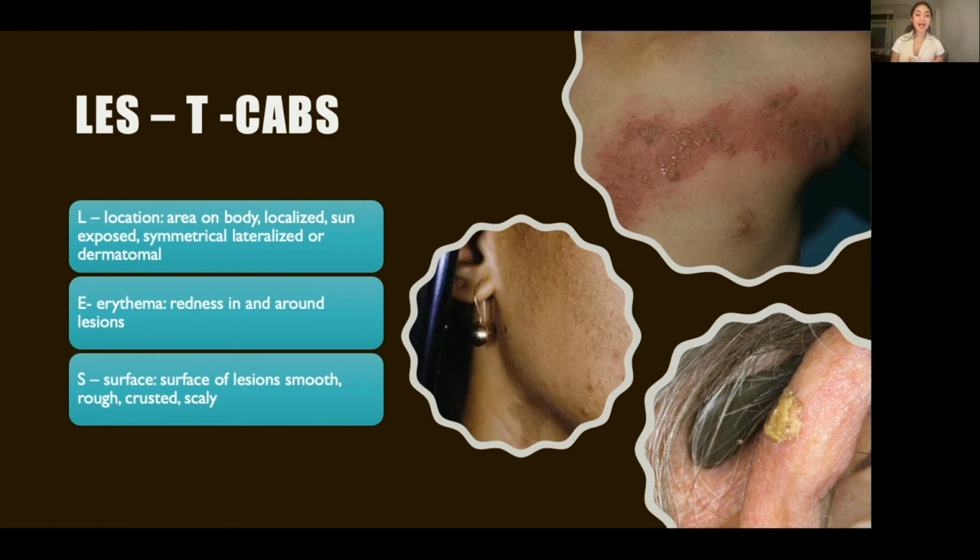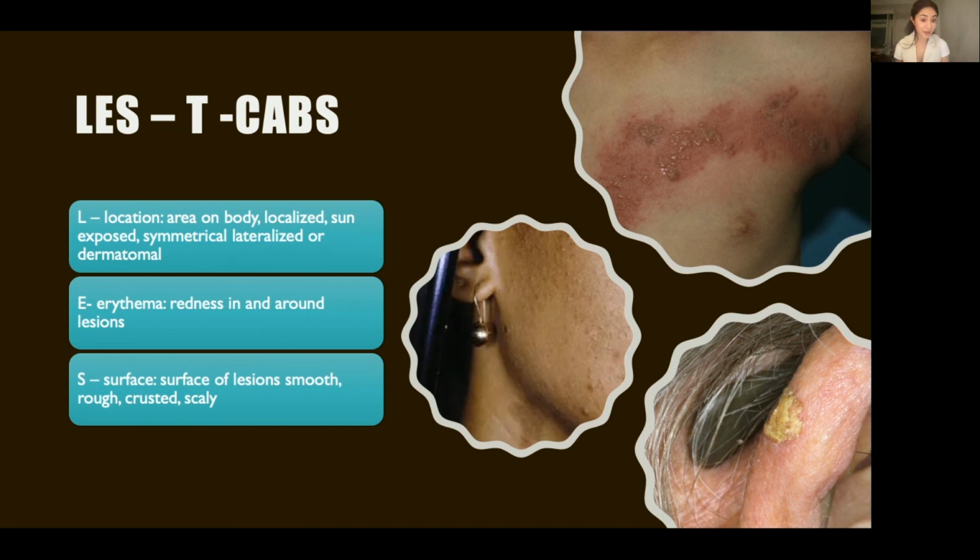So L is for location. When you're looking at the lesion, just where is it? Is it localized? Is it sun exposed? An example of a sun-exposed lesion would be actinic keratosis on the ear. I've put a nice image there. So it's just worth checking scalp and ears, sun-exposed areas. Is it symmetrical? Is it dermatomal? You've got an example of herpes zoster there, which is more dermatomal.